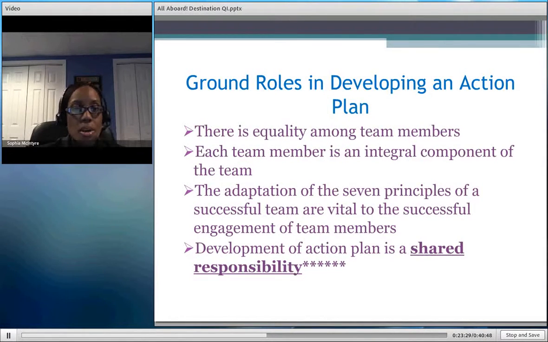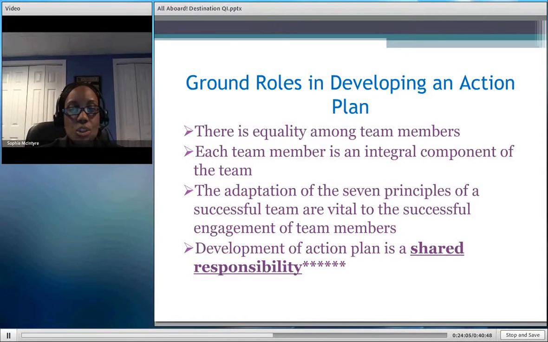So one important component when you're sitting at the table to identify what the plan moving forward is for quality improvement, you want to make sure that there's equality among teammates. So providers often are directing quality, but when you're really looking at an action plan, you want to make sure that everyone feels like they're on equal ground, that there's not one team member that is more important than another team member. So it's integral to know that each member is a vital piece in the puzzle.